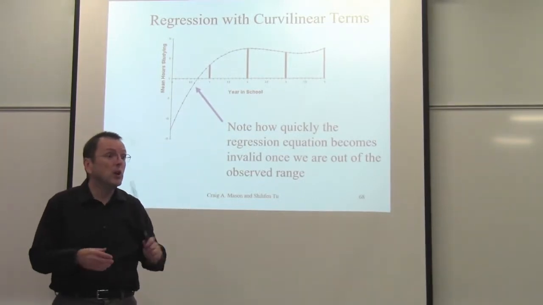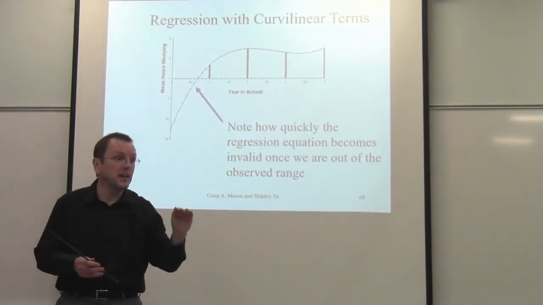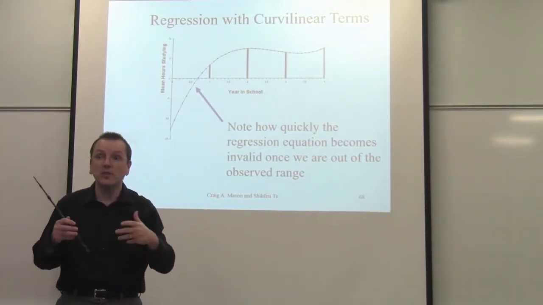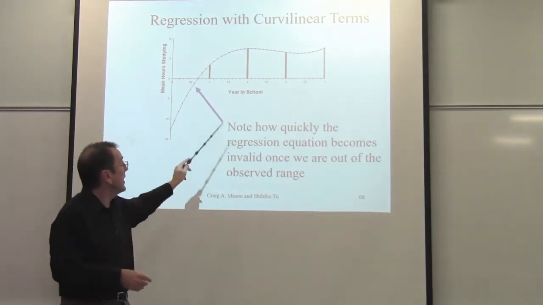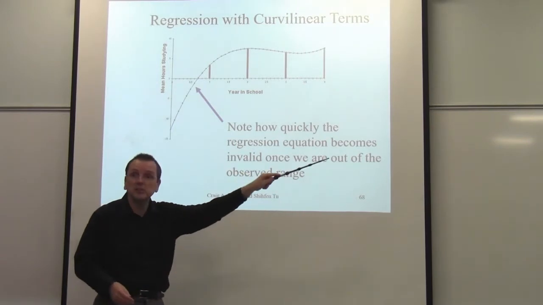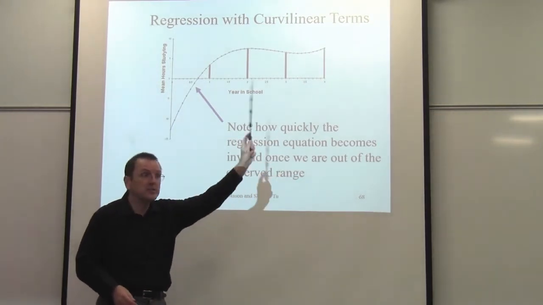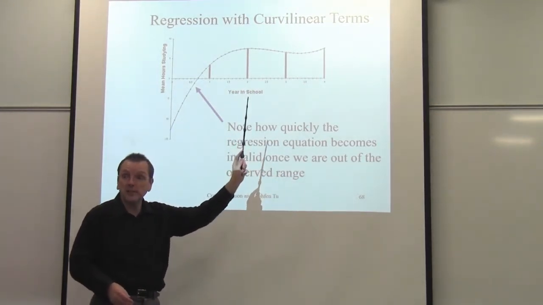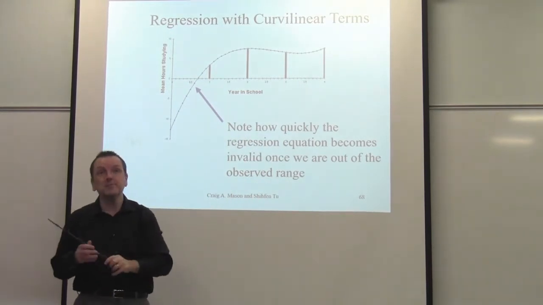And when you have complexity, interactions, curvilinear terms, it can vary. You can go just outside your range of data and all of a sudden be looking at something crazy.